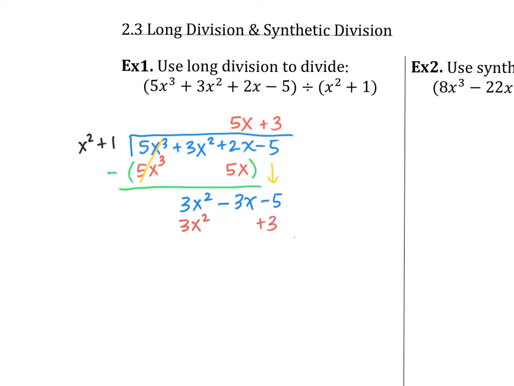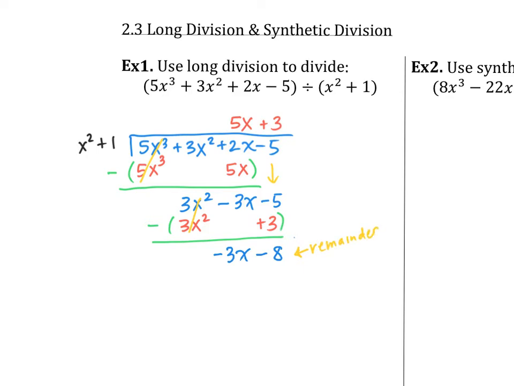You don't need to put these parentheses and subtraction, but you need to remember that you are subtracting when you do long division. So if I subtract, 3x squared minus 3x squared cancels. Minus 3x stays the same, and then I have a minus 5 minus 3, which is minus 8. This leftover amount at the bottom is my remainder.